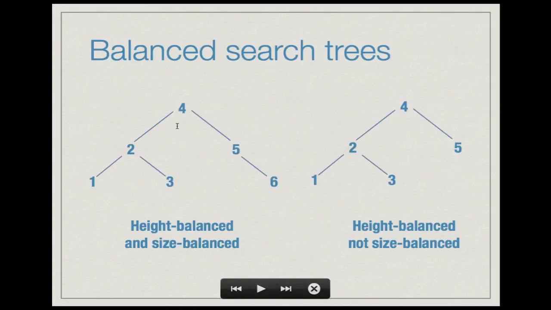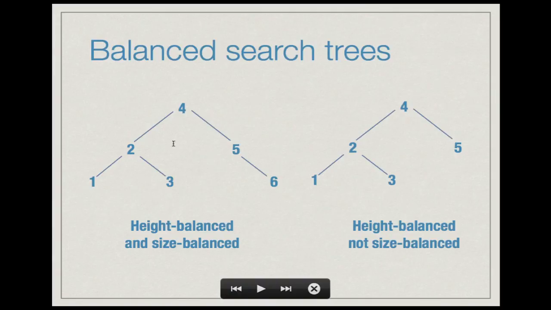Here are some examples. On the left, you see a tree that is both height balanced and size balanced. We can check it as follows. The tree is of size 6. There are 3 nodes in the left subtree. There is the root node here, and there are 2 nodes in the right subtree. And you see that the difference in size of left and right subtrees is 1.